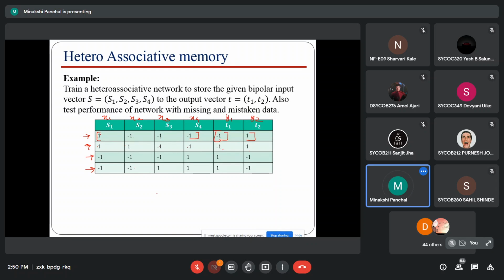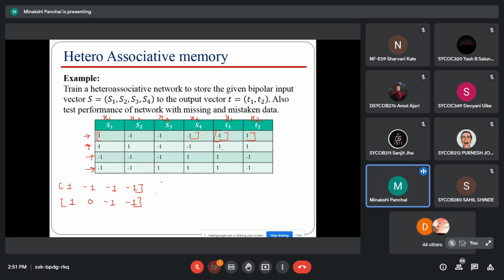Let us consider any one of the input sets. If you consider the first set, 1 -1 -1 -1. What I am considering is one of the missing values. एक value missing कर देते हैं. So एक value missing करनी है. I will consider the second value as missing: 1 0 -1 -1.